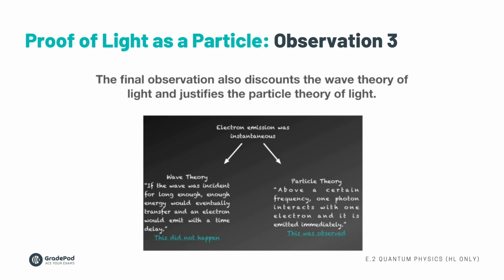And that is not the case. What happens is above a certain frequency, one photon interacts with one electron and it is emitted immediately. So we have three observations of the photoelectric effect, three main observations, and none of them can be described and justified through wave theory. They can only be described or justified by particle theory.